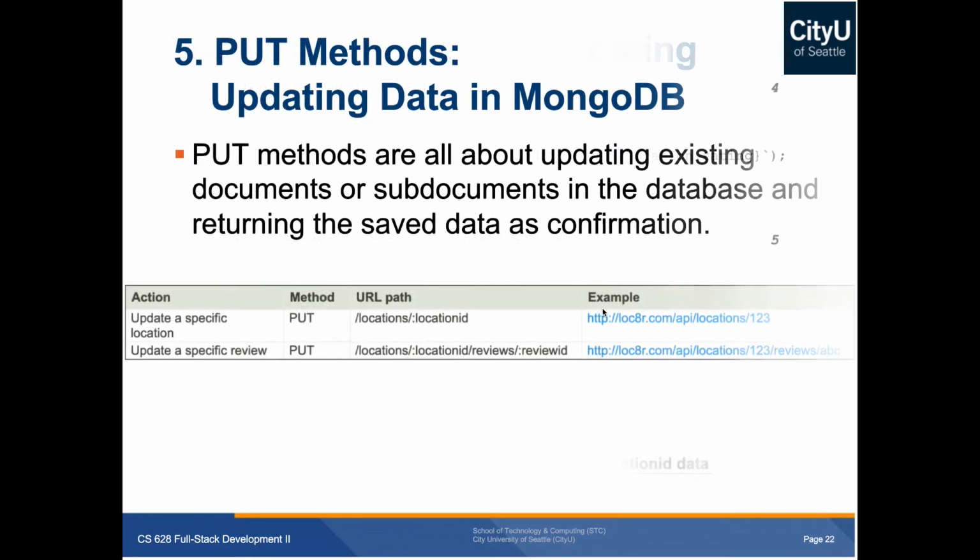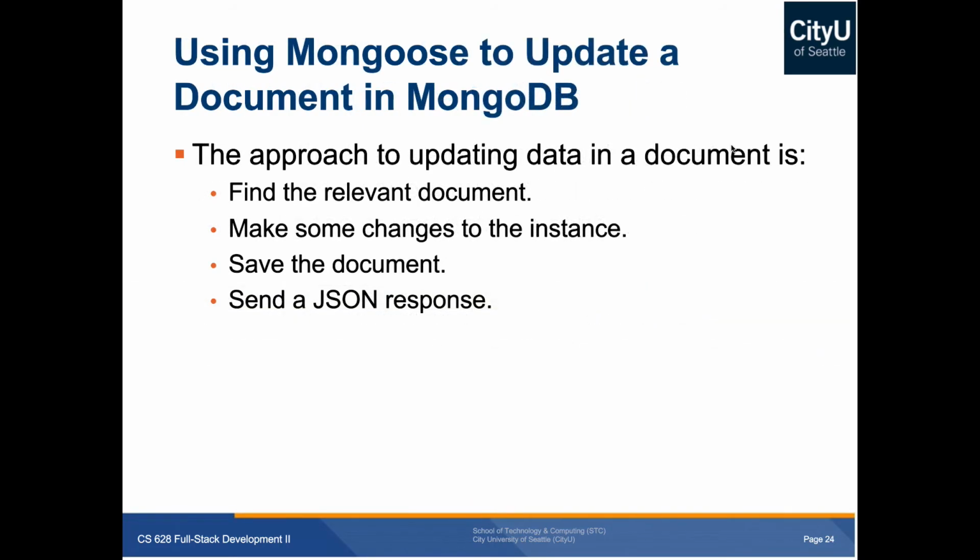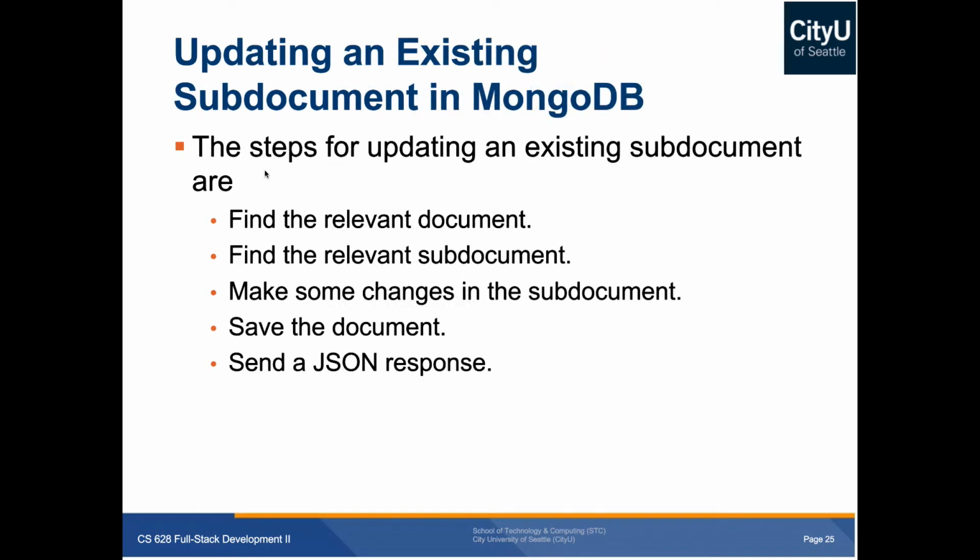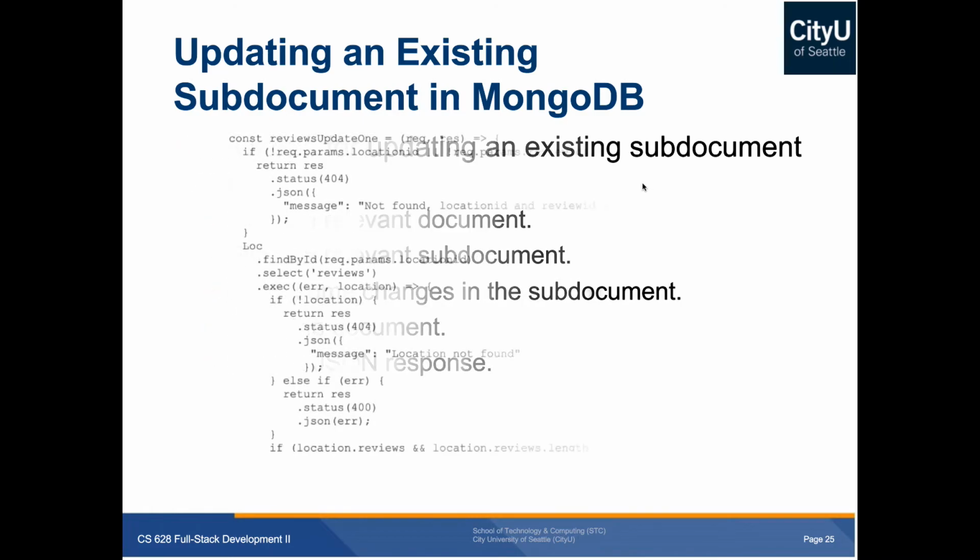All right. Okay. So put methods are similar to post, but you're just updating instead of creating something new, right? So the approach in updating is you find the relevant document, make some changes, save the document, and send a JSON response like the post request. Okay, the steps for updating an existing subdocument are, you know the drill: find the document, find the subdocument, change the subdocument, and save the parent document. Then send the JSON response.